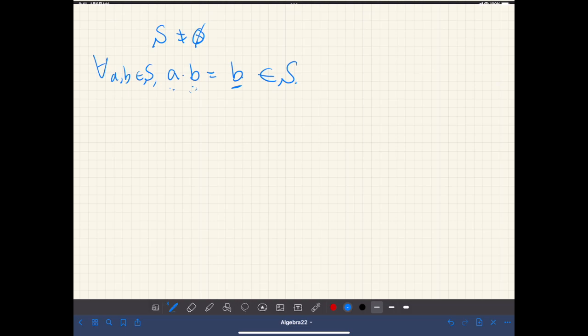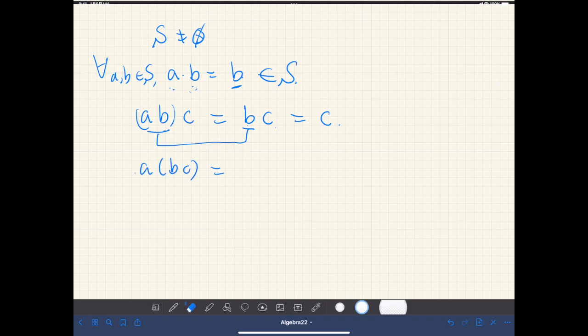And the associativity holds. If we multiply a, b first, and then multiply c, then by definition of a, b, that is b, right? So this part is b. Then b, c results in c. On the other hand, a times (b, c), by definition of b, c, we have a times c, right? So this part becomes c.